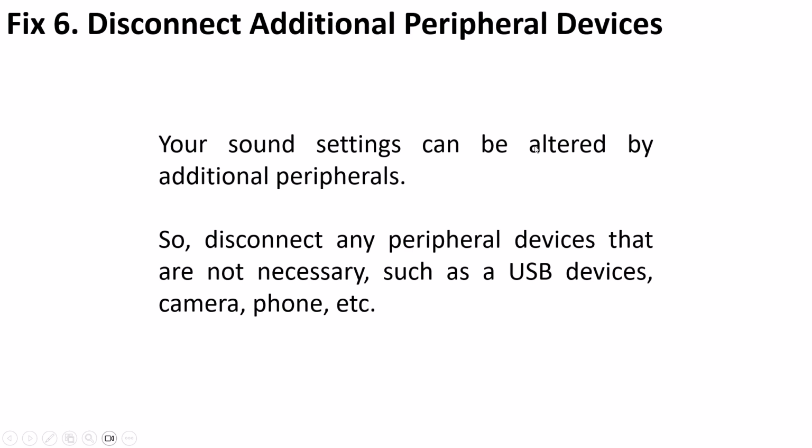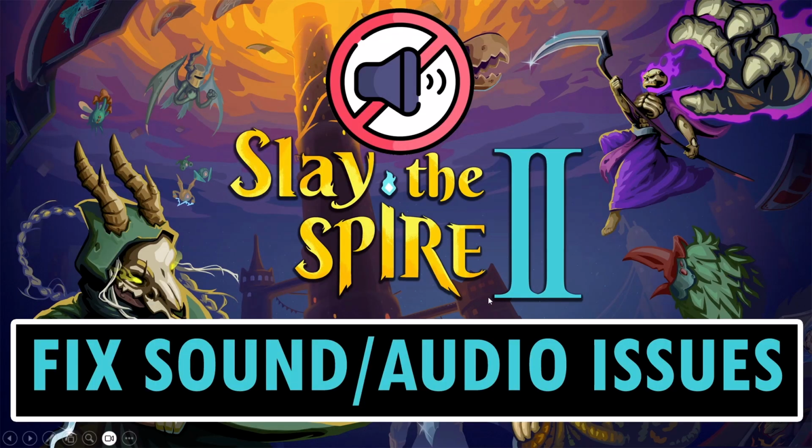Next solution is to disconnect additional peripheral devices. Your sound settings can be altered by additional peripheral devices. So disconnect any peripheral devices that are not necessary, such as USB devices, camera, phone, etc. And then you can go ahead, launch the game and check. So by following these fixes, you can easily solve sound or audio issues in Slay the Spire 2 game.